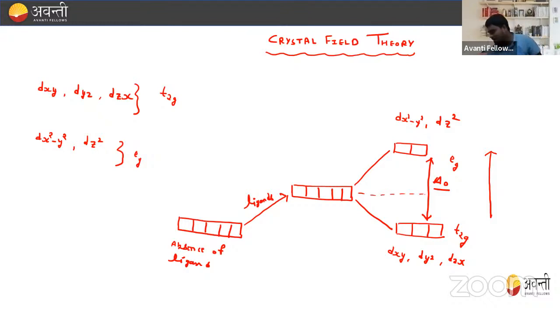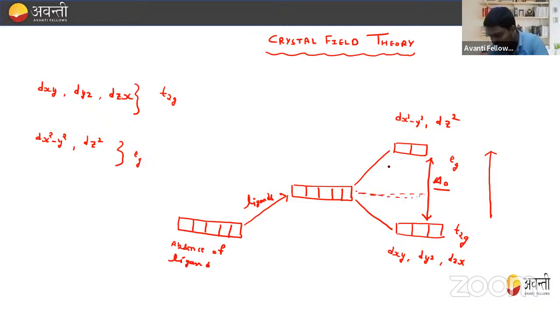Right. So this is how we can actually draw the diagram for the crystal field splitting theory. Now, one important note here. This is the two orbital. So this is a hypothetical center known as a barycenter. Right. This is a hypothetical center.